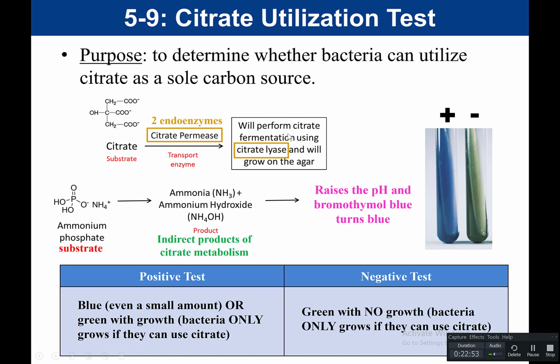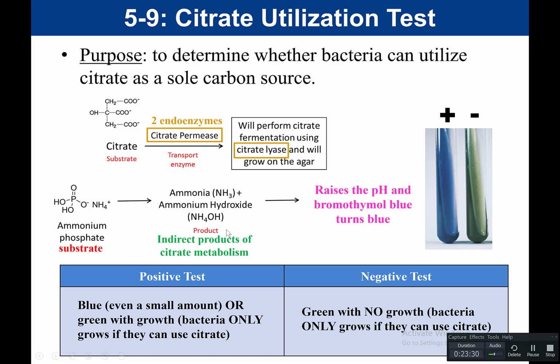If they grow, they're using a carbon source. If they grow, they also need to utilize a nitrogen source. And so simultaneously, they will utilize the ammonium phosphate. You don't need to know an enzyme for this part of the process, but you should know that the ammonium phosphate would be utilized by the bacteria and it will produce the products that are detected. The products of this test are the ammonia, the NH3, and the ammonium hydroxide, the NH4OH.